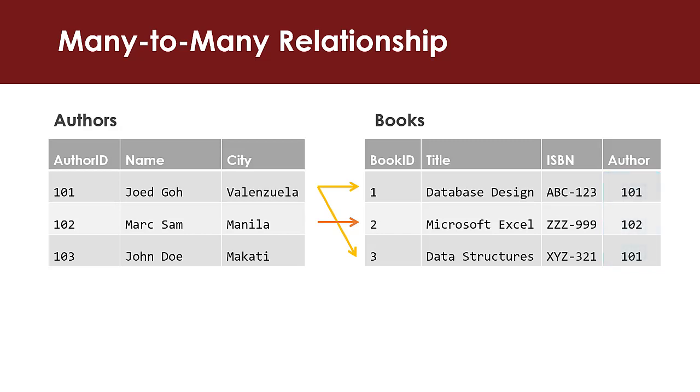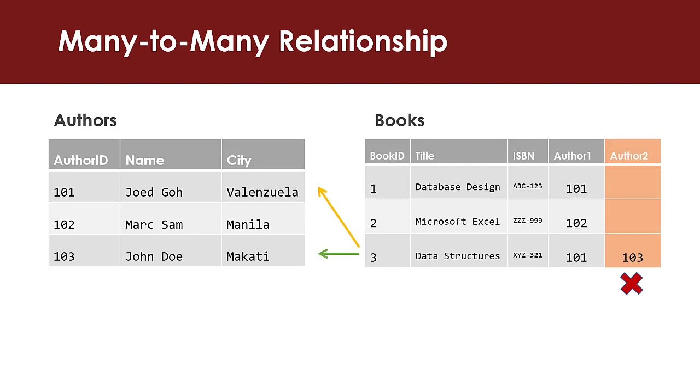But what happens if there are books that were written by multiple authors? Say, if the Data Structures book is now written by two authors, Joe Edgo and John Doe, then you might be tempted to do something like this. This violates the first normal form that says no repeating groups. And you cannot do this either.